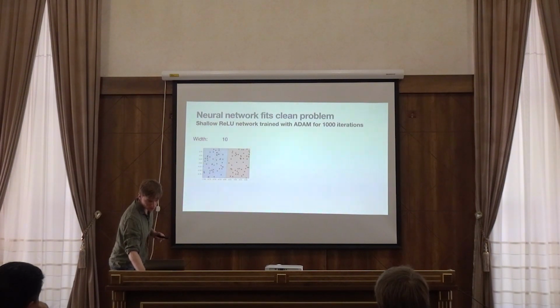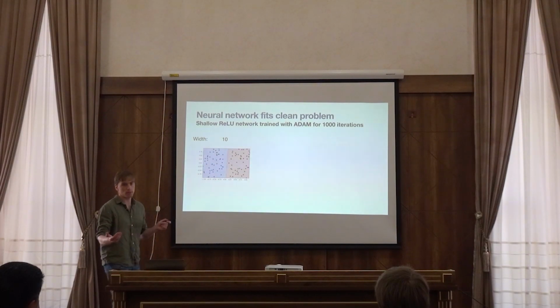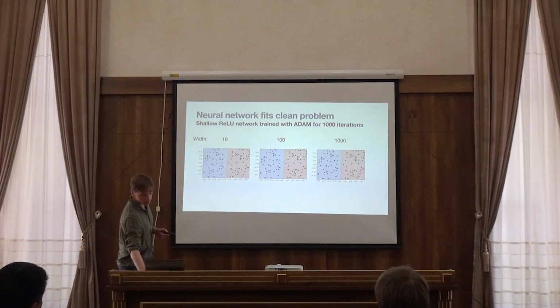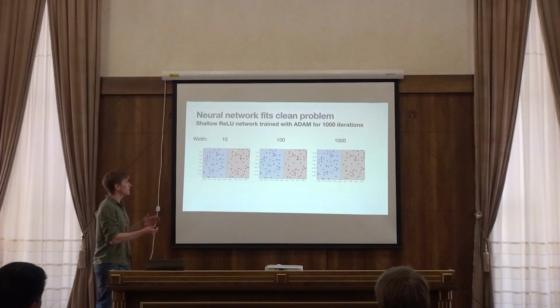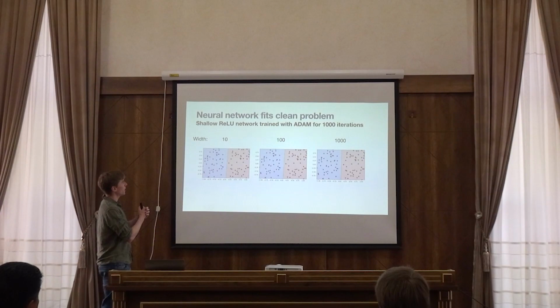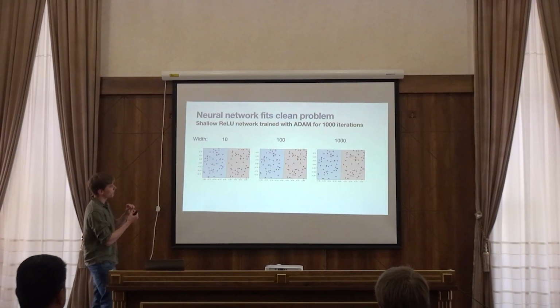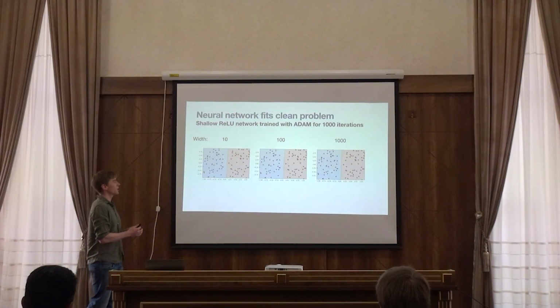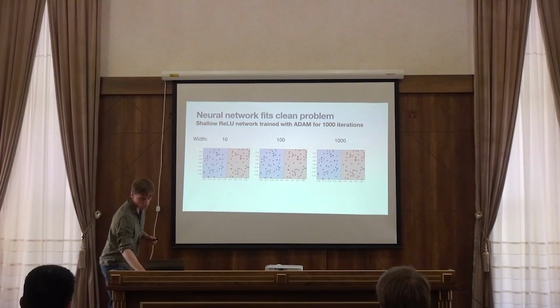If we do this, then for width 10 networks, and here the width is basically a proxy for complexity, just like the degree of the polynomial is. As I increase the width, you'll see that I don't see any form of overfitting. I'm finding the correct solution because there isn't any noise in this problem, right? So even though my model in some sense is getting more and more expressive and powerful, it's still choosing the simplest solution.